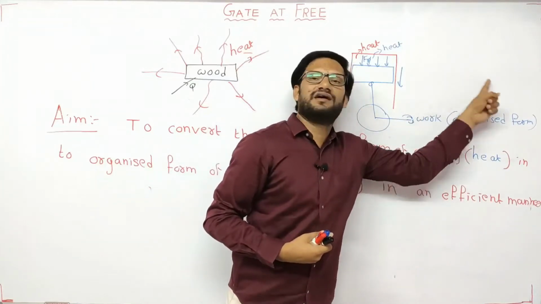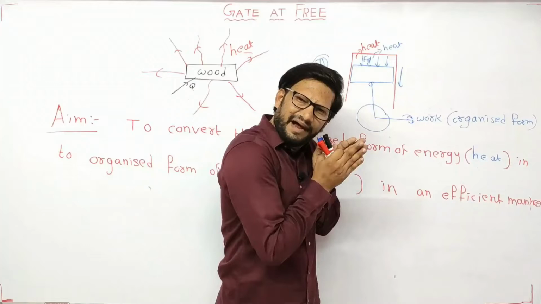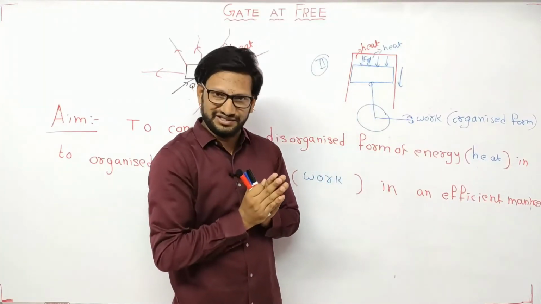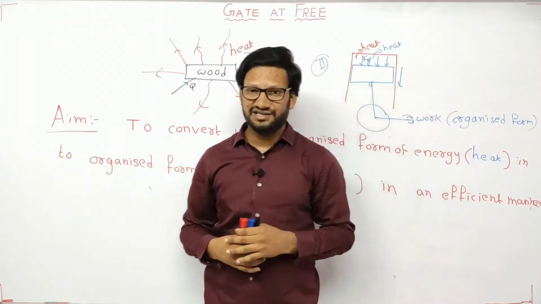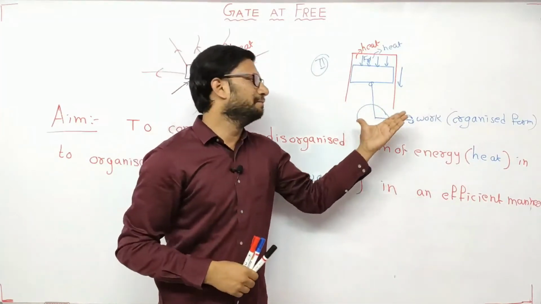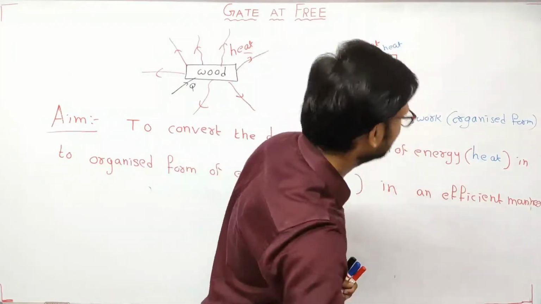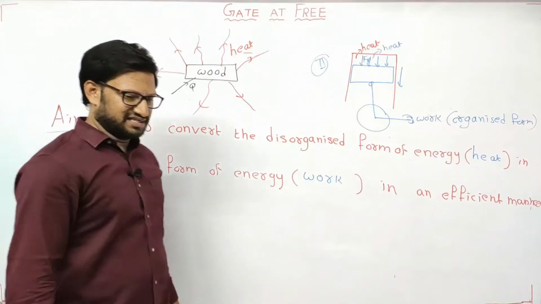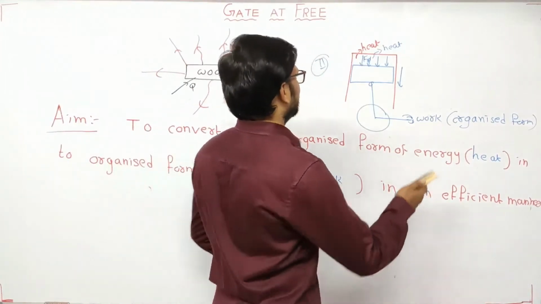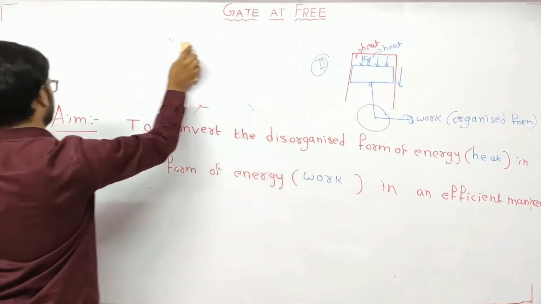That is, the work is in our control, we can use that in a systematic way. Understood? That's why I called work an organized form of energy. This is the beauty of thermodynamics. Understood? Hope you understood. Next, let us discuss the basic concepts of thermodynamics.